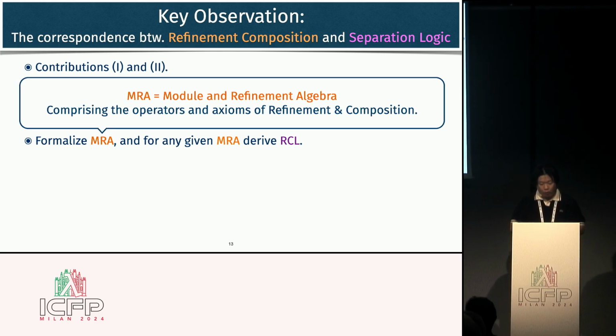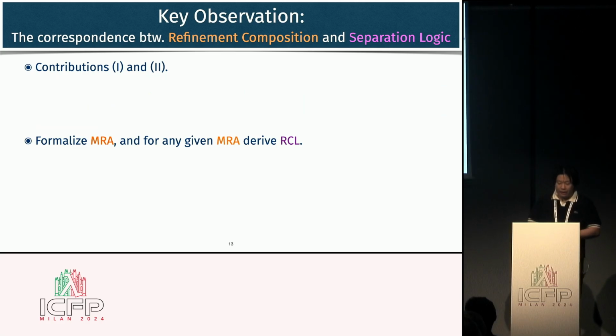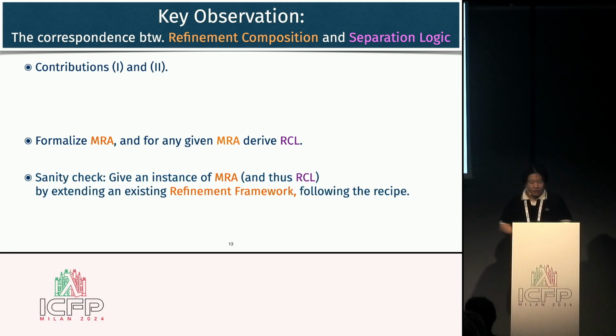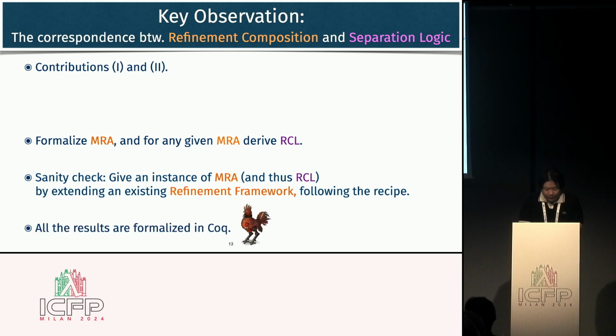MRA is a shorthand for module and refinement algebra, comprising the operators and axioms for refinement and their composition. Then, for any given MRA, we derive the RCL. As a sanity check, we give a concrete instance of MRA and RCL, by extending an existing refinement framework, following the aforementioned recipe. And all our results are formalized in Coq.